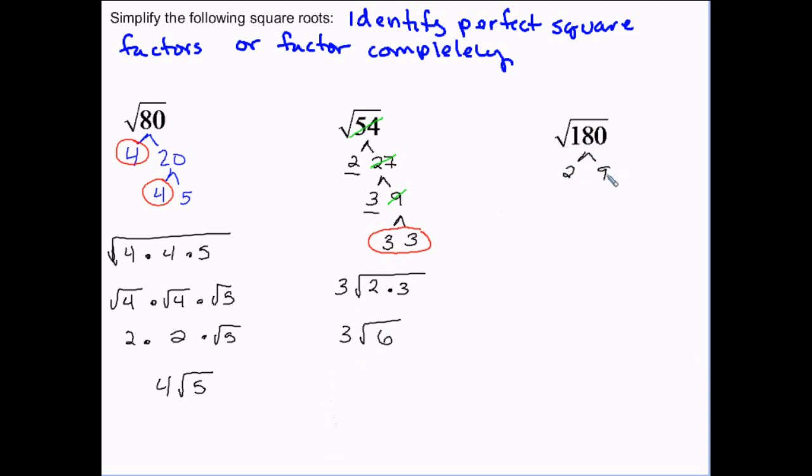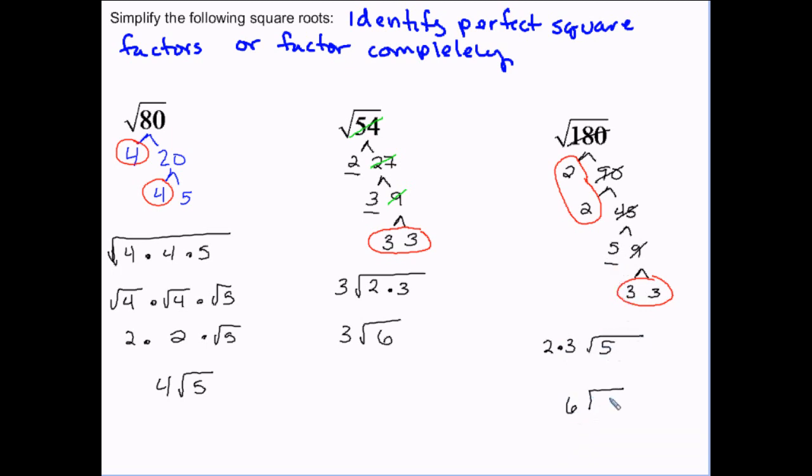180 is 2 times 90. 90 is 2 times 45. 45 is 5 times 9. And 9 is 3 times 3. I have two 2s and two 3s. Those can come out, and this 5 has to stay behind. So the square root of 180 is 6 times the square root of 5.